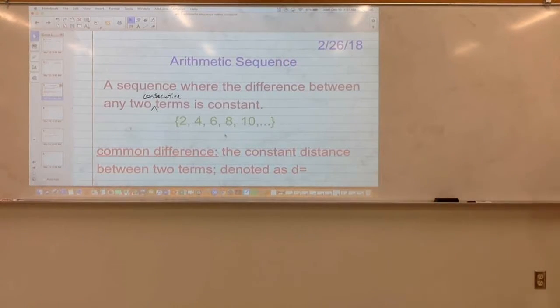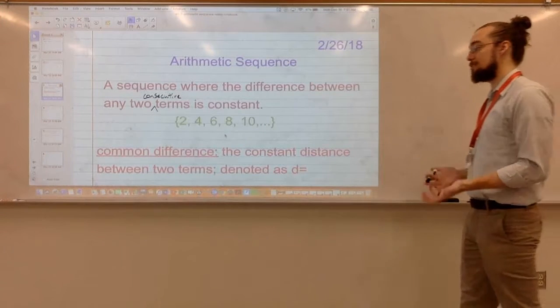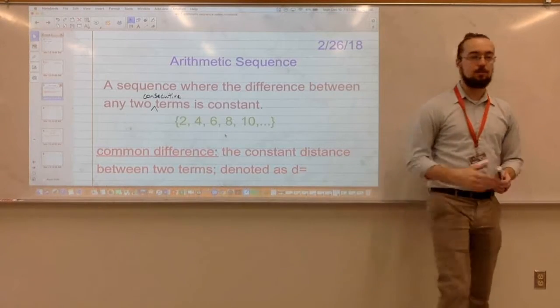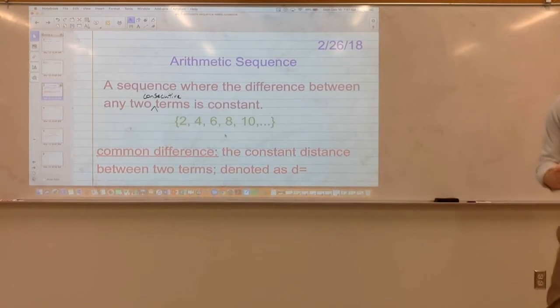That's the next vocab thing in your notes. It's the constant distance between 2 terms. And we use a lowercase d to denote common difference. This is on that big vocab sheet we gave you a while ago. That was all right triangle stuff.